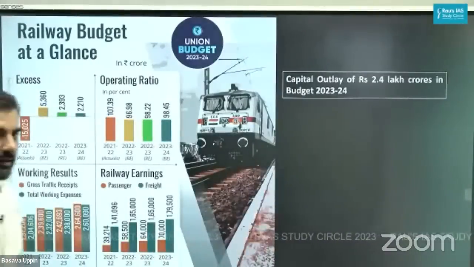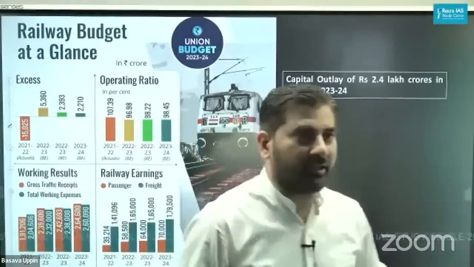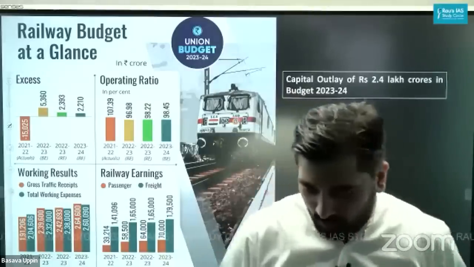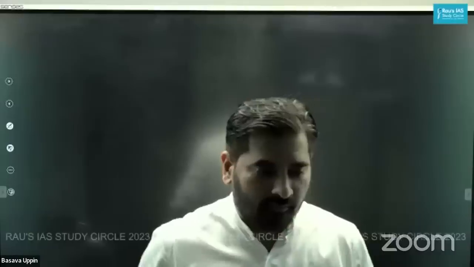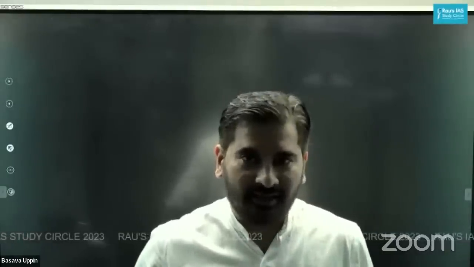Okay. Now coming to the railway budget. All of you must be knowing that the railways enjoy monopoly with respect to running of passenger trains as well as freight trains. When railways is enjoying monopoly in running passenger trains and freight trains, one would assume that railways would be earning huge amounts of profits.